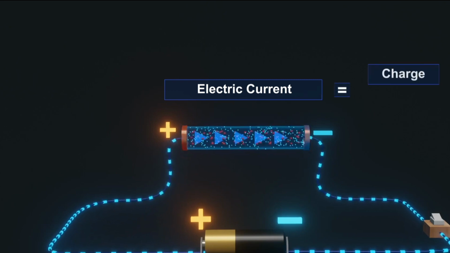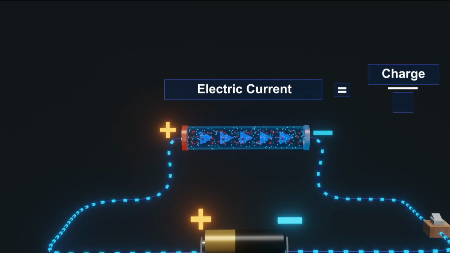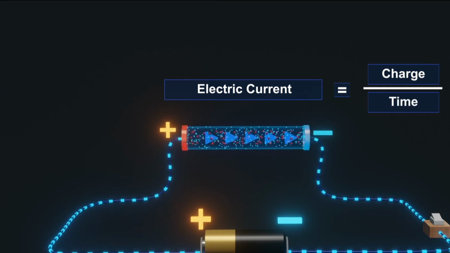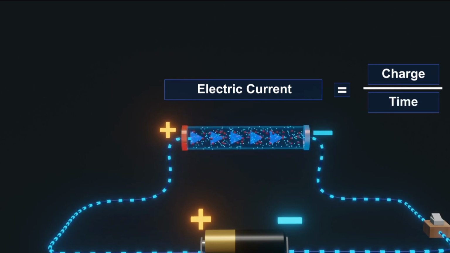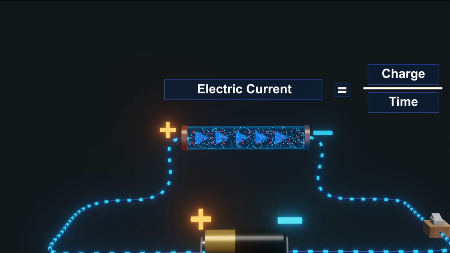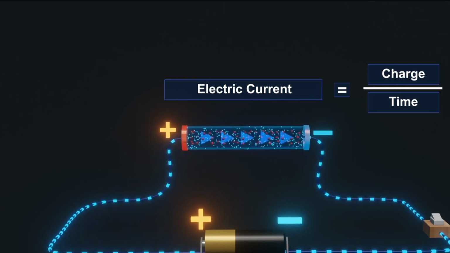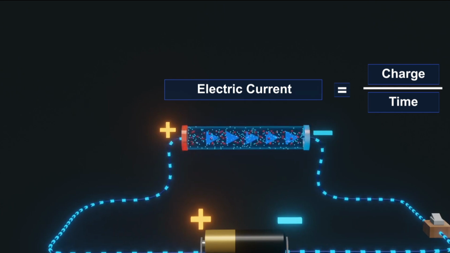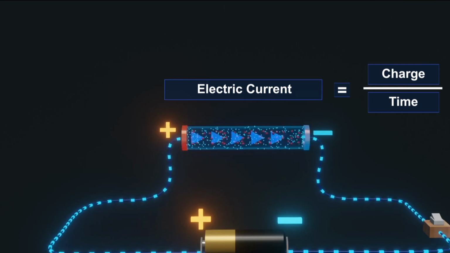Fifth, conductors and insulators. Electrons can only flow easily through conductors such as copper and aluminum. Materials like rubber, plastic and wood are insulators. They block the flow of electricity.